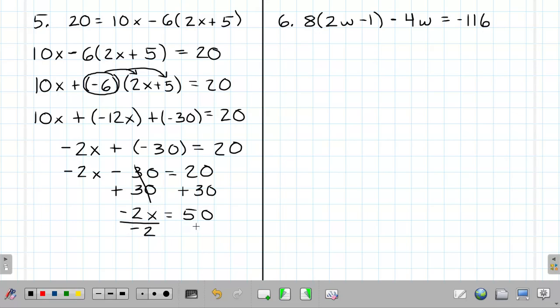And divide by negative 2. So we get x is equal to positive over negative, negative 50 over 2, negative 25. Once again, you see that I take up a lot of space, okay? So that is the thing.